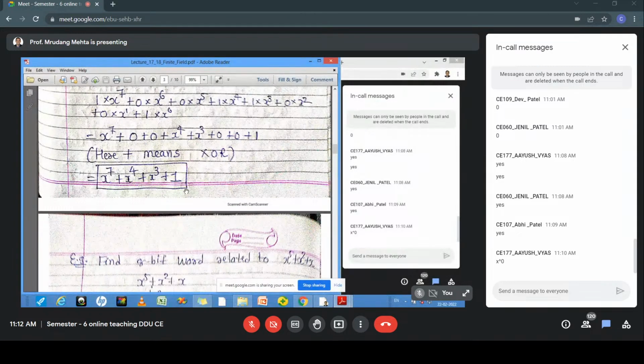See, it is an 8-bit word, right? So that means you have to represent x0 to x7 with coefficients. Wherever you find the term, your coefficient is 1. And whenever you don't find any term, its coefficient is 0. So this way you have to find the number. So will you please try and type it in the chat box? Have you really understood it or not tried?